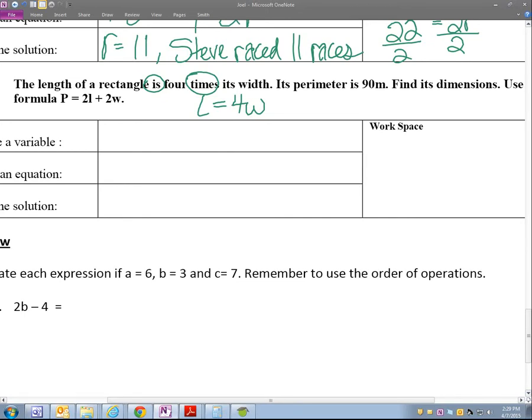Its perimeter is 90 meters. Find its dimensions. Use the formula P equals twice the length plus twice the width. That's how we find the perimeter. Now, if I know that the length equals 4W, can't I put 4W in for L? Isn't that what it says? Length is 4W. That's an L. It's twice the length plus twice the width.